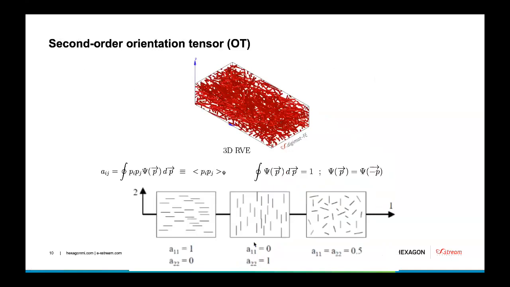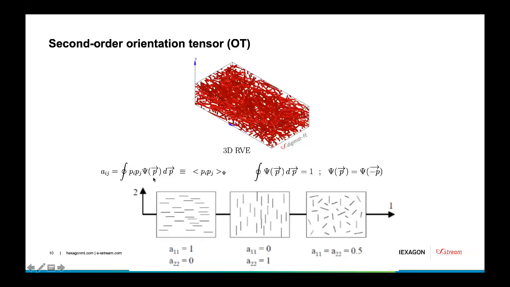So as I said, the manufacturing process, we can model it, and it is able to predict these microstructures. Actually, it doesn't predict directly the distributed orientations of the fibers, but as I said, it predicts what is called the second order orientation tensor. So if p, for instance, is the direction of a single fiber, and psi of p is the probability of finding fibers within a certain orientation p, this is also called the orientation distribution function, then this is the definition of the components of the second order orientation tensor.